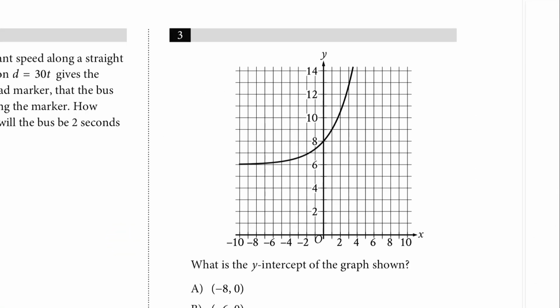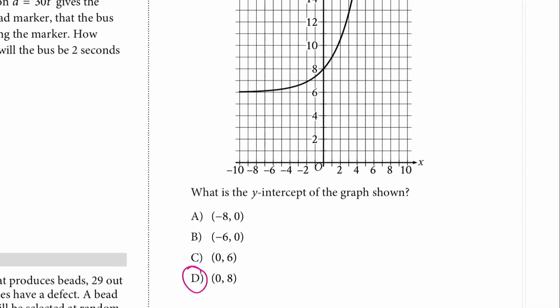What is the y-intercept of the graph shown? Our y-intercept occurs along this axis, and so what we're asking is where does the graph intersect that? That point right there is going to be (0, 8). So the answer is D.